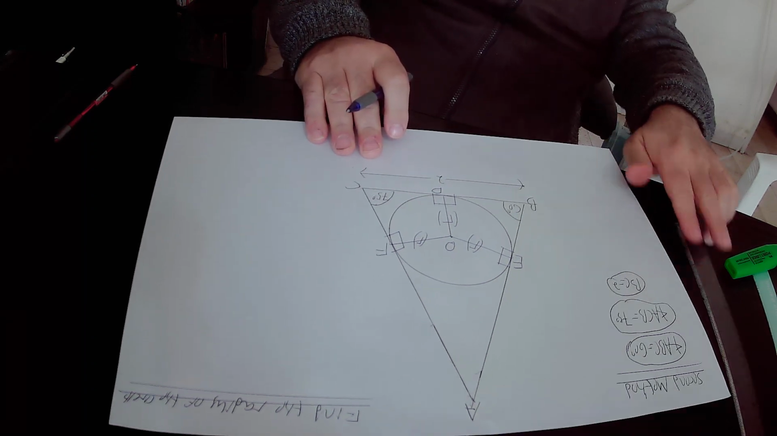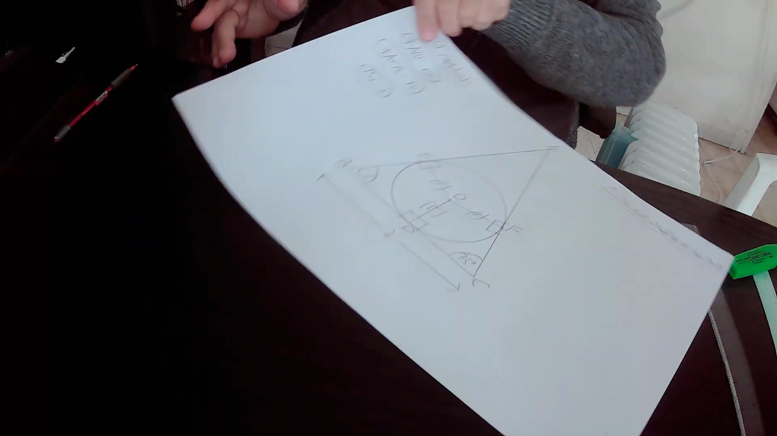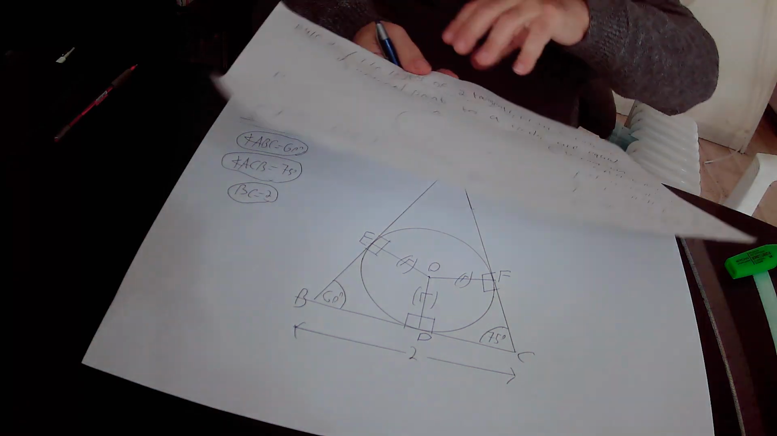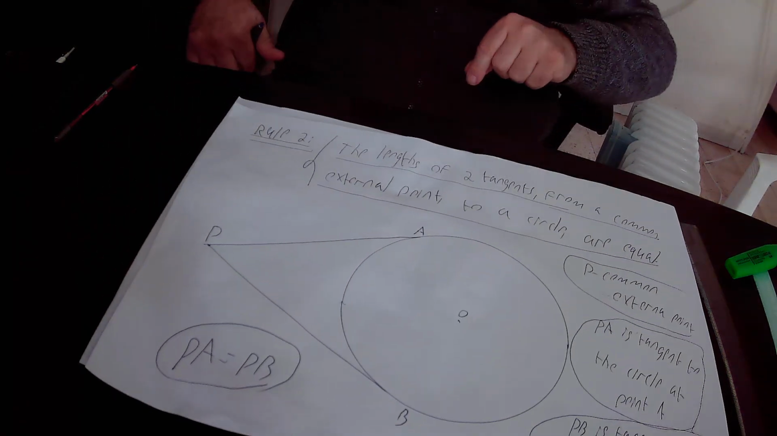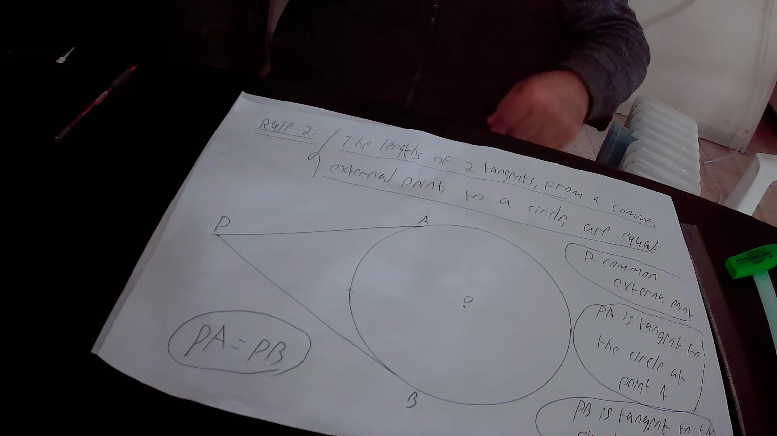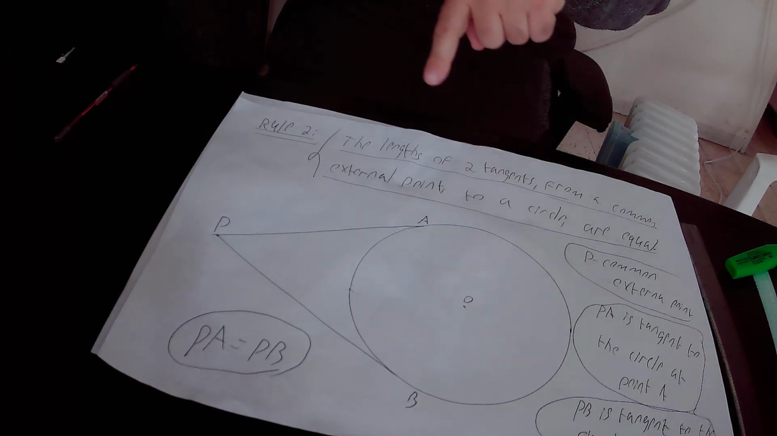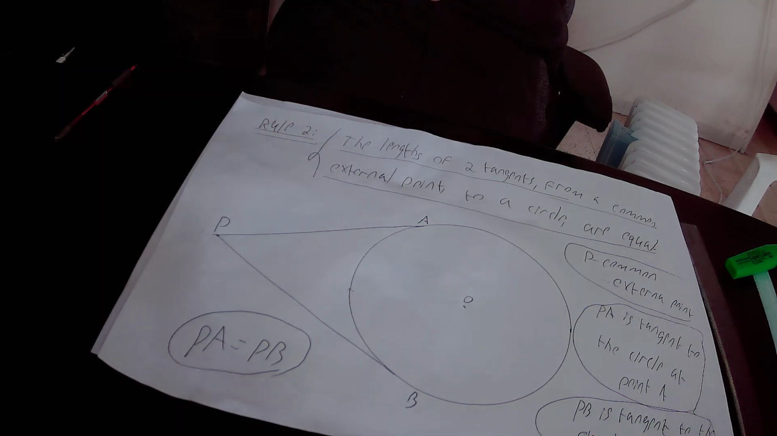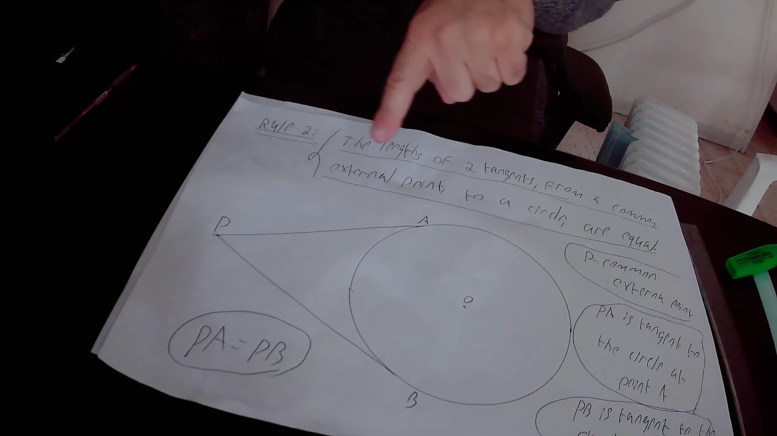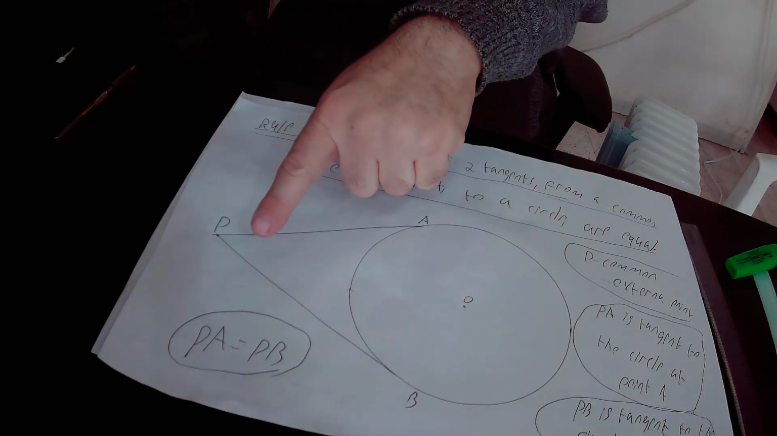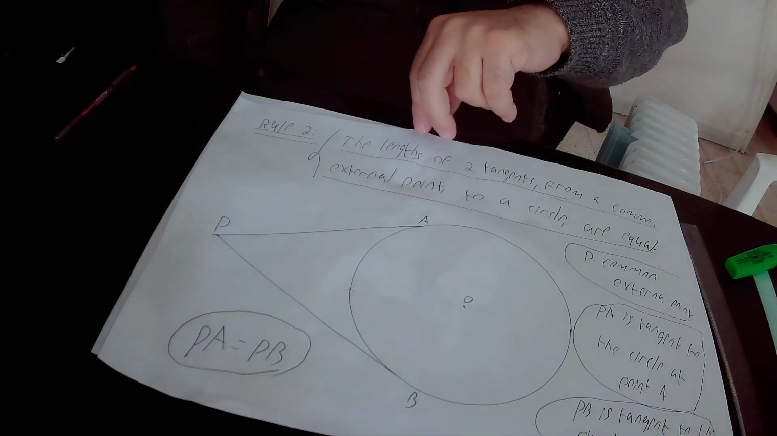Here we have also rule number 2. According to rule number 2, the lengths of two tangents from a common external point to a circle are equal. We have a circle and the common external point, point P. From point P, we have two tangents to this circle, tangent PA and tangent PB. And according to rule number 2, they are equal to each other. That is to say, PA equals PB.